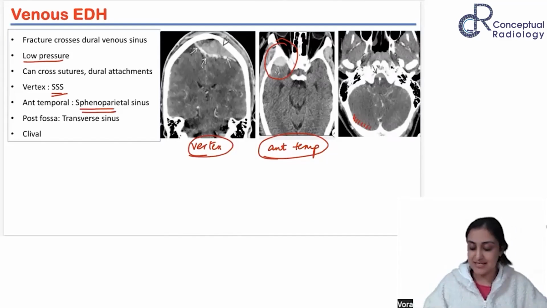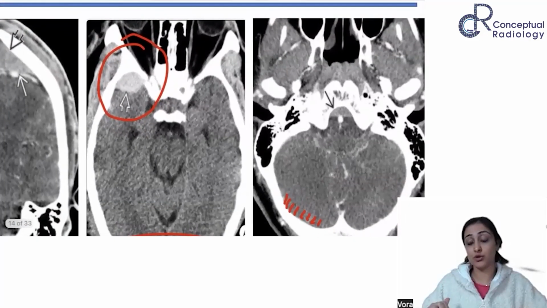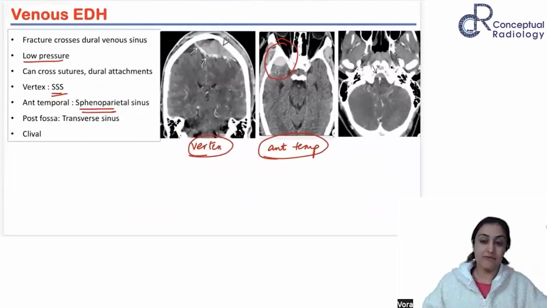And what is this? Can somebody pick up the finding here? Even though there is an arrow placed for your convenience, if there was no arrow, I think a lot of you would have missed this. What is this that you are seeing here? Can somebody tell me this? Yeah, very nice, Ramya. So this is a clival EDH, right?